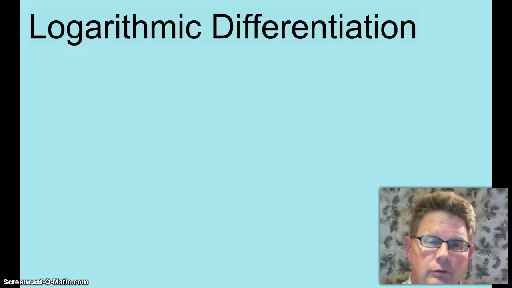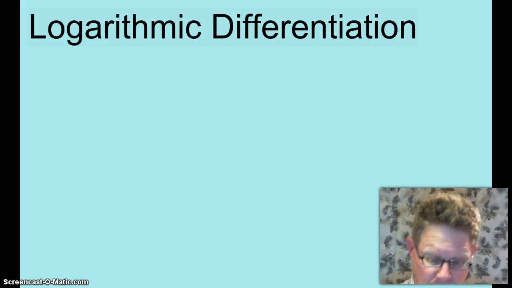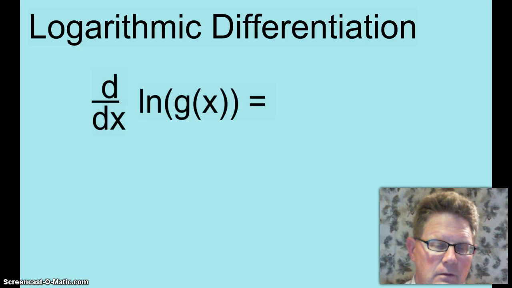We're going to use what we learned yesterday about the derivative of natural logarithms, and then play around with that a little bit to use logarithmic differentiation. So let's go ahead and move on.